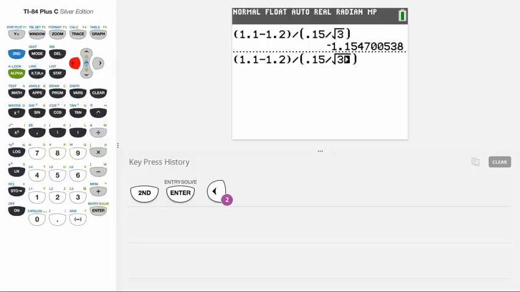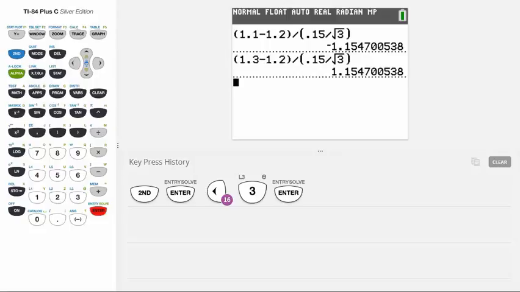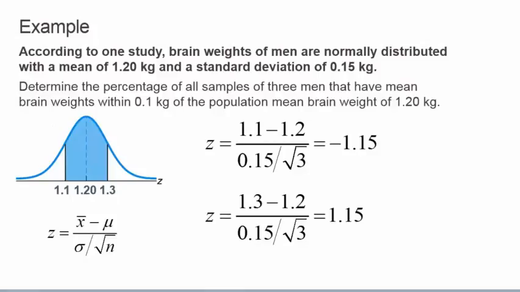Then I'm going to arrow to the left so I can change 1.1 to 1.3. Enter. And my z-score is 1.15. If you notice, we have a z-score of negative 1.15 and positive 1.15. Because our normal distribution is symmetric, a shortcut that we have is that once we find our first z-score, to find our second z-score, we just have to change the sign.